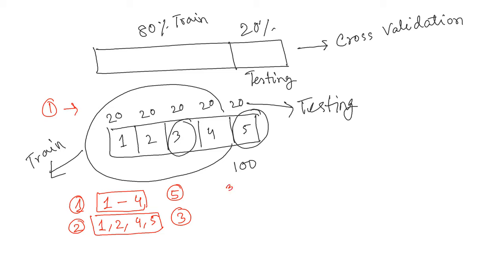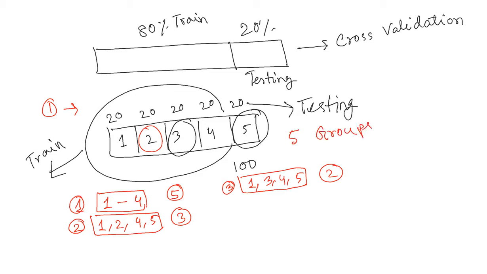Again, another one we can do. We can take 1, 3, 4, 5, and then take the 2 for testing, right? This second beam for testing. So what we are doing is, we split the data into 5 groups, right? So this is called the 5 groups. As we split the data into 5 groups, we can do this type of test 5 times, right? And at the end of each test, we are getting some accuracy, right?